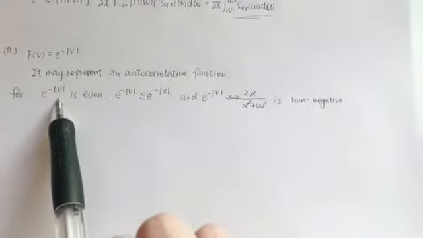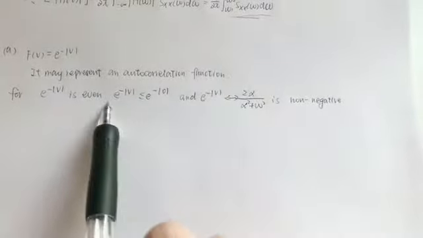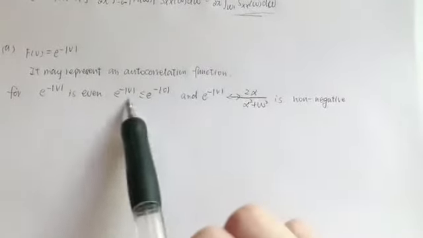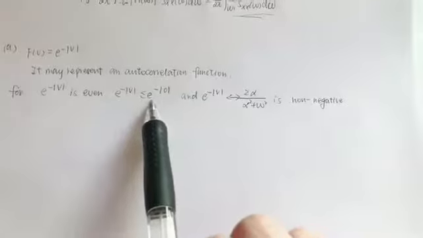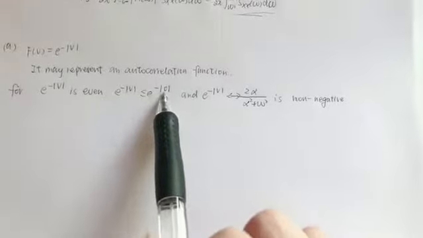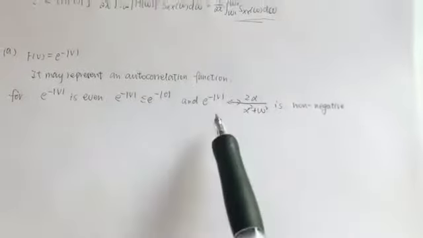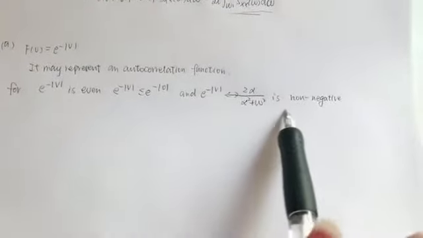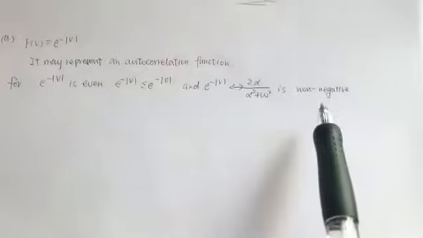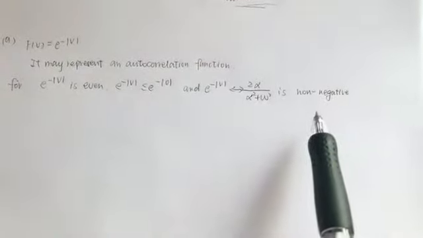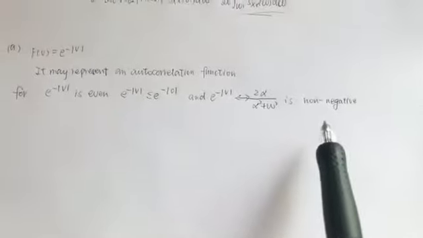That is, e to the power of minus the absolute value of v is even, and it is less than or equal to its value when v equals 0, and its Fourier transform is non-negative, so it may represent an autocorrelation function.